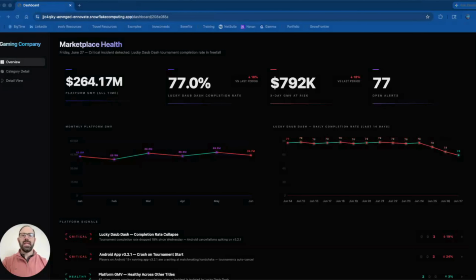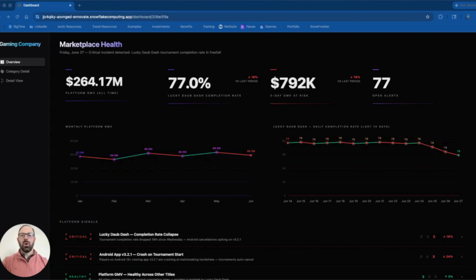Today I'll show how a gaming company moves from reactive reporting to real-time marketplace operations. Most platforms already have the data: gameplay, payments, releases, but it's all fragmented. So teams can't easily connect what's happening in gameplay to what's happening in revenue. Snowflake brings that together into a single operational view.